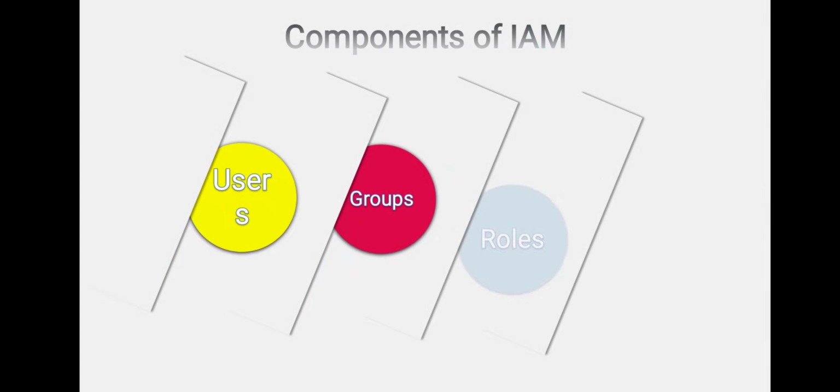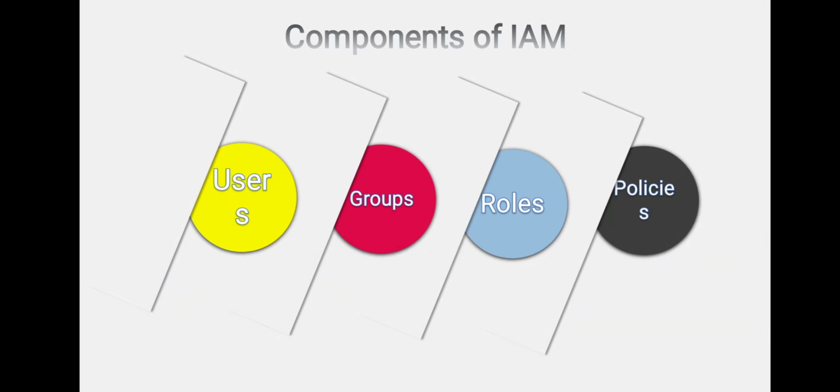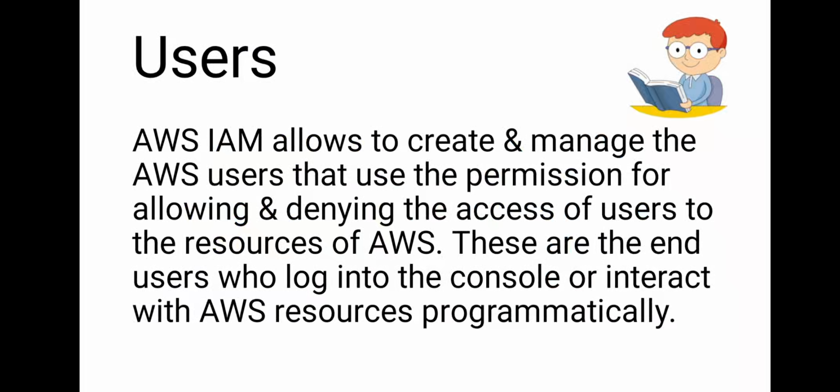Next one is components of IAM. IAM has mainly four components. They are users, groups, roles and policies. I will explain each of these components. First one is user. User is an entity that you create in AWS to represent a person or application that uses it to interact with AWS. That is what a user is.